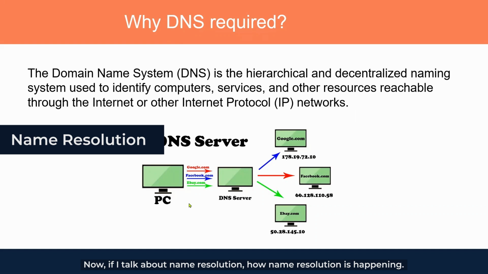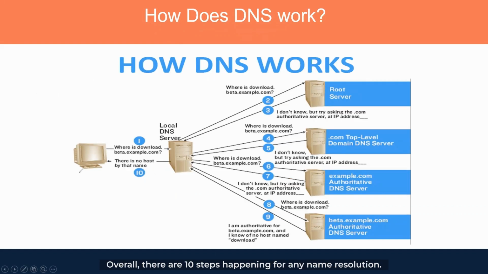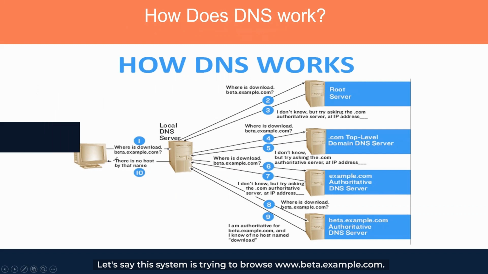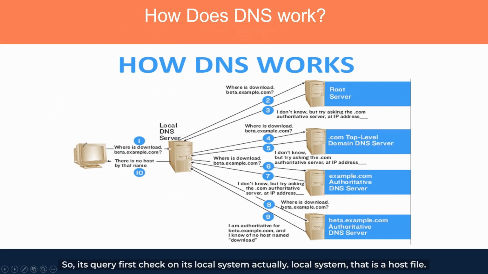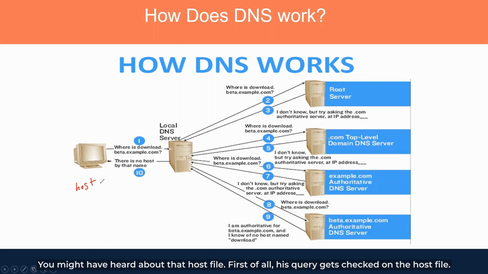Now, if I talk about name resolution, how name resolution happens. Overall, there are 10 steps happening for any name resolution. Let's say this system is trying to browse www.beta.example.com. So its query first checks on its local system. Actually, there is a local file, that is the host file. You might have heard about that host file.